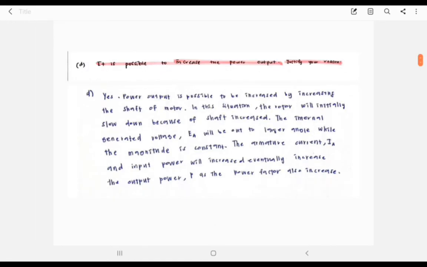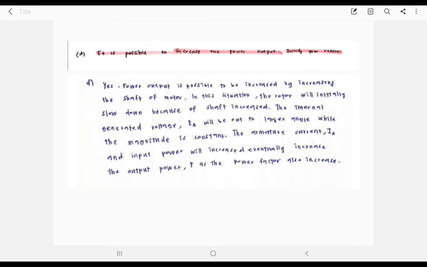Next, the fourth question is, is it possible to increase the power output? Justify your reason. Yes, it is possible. Power output can be increased by increasing the shaft load of the motor. In this situation, the rotor will initially slow down because of the shaft load increase. The internal generated voltage, EA, will move to a larger angle while the magnitude is constant. The armature current, IA, and input power will increase, eventually increasing the output power, P, as the power factor also increases.